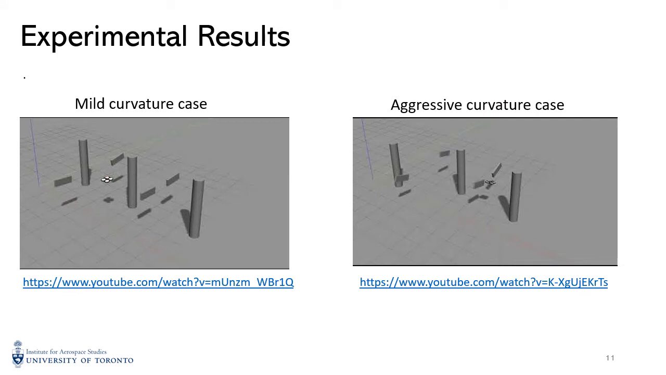So here are a couple of demonstration videos for the mild curvature case and the aggressive curvature case. I had some issues running the videos while recording, so instead I encourage you to click on the YouTube links and watch them. For controlling the quadcopter in the simulation, I used a model predictive controller with feed-forward linearization, and it achieved pretty good results. However, there is some overshoot, especially in the aggressive curvature case. However, this performance can be further improved if the controller is optimized.